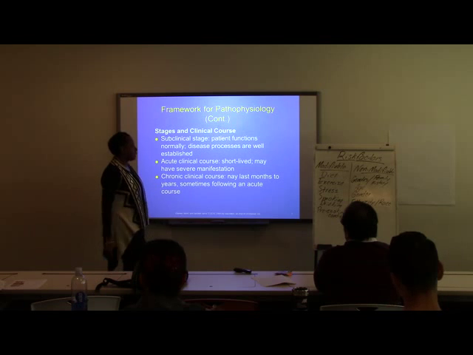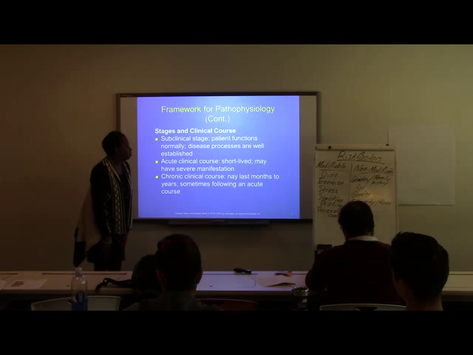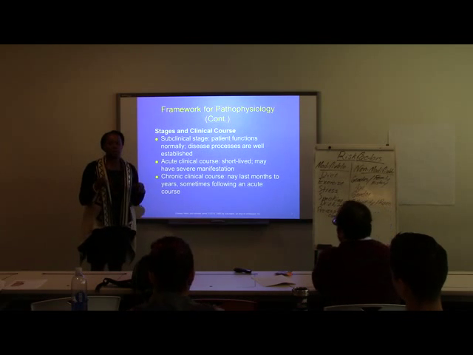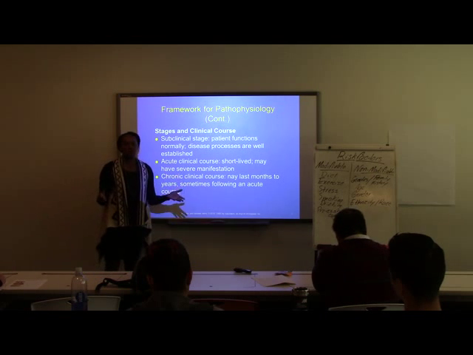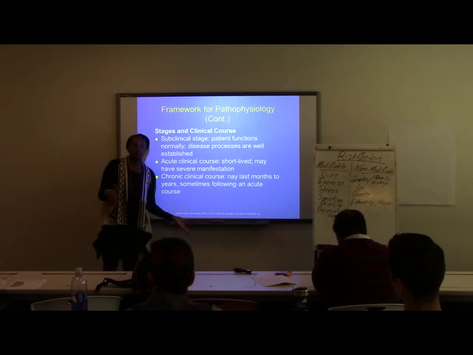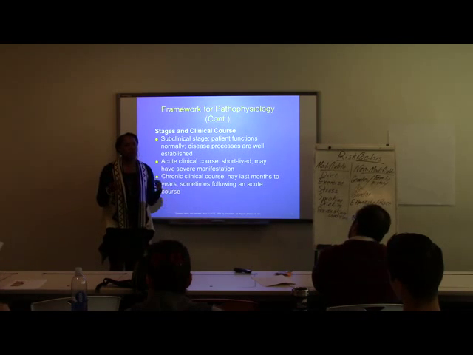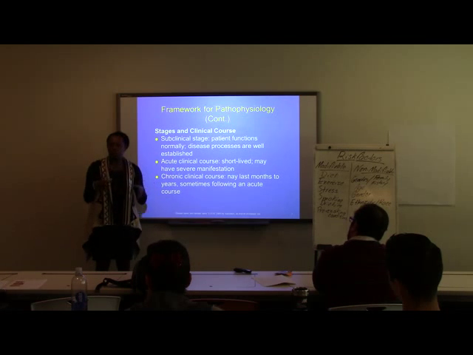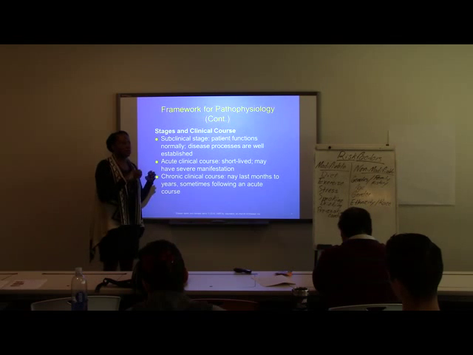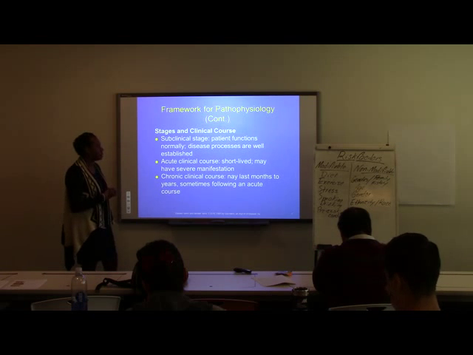Now, the subclinical stage. This is where the patient functions normally, yet the disease processes are very well established. So what does this mean? This means that any one of us in this room could maybe have asthma, maybe a thyroid condition, maybe ulcerative colitis, whatever may be going on. However, the disease process is well established, but you're still able to have most of your quality of life. So it's not something that's going to decrease your quality of life completely when we talk about the subclinical stage.